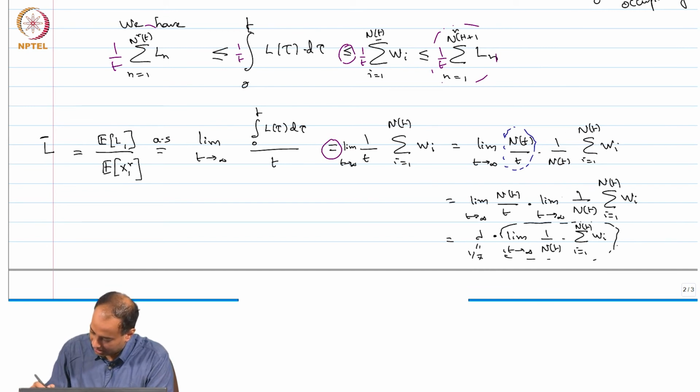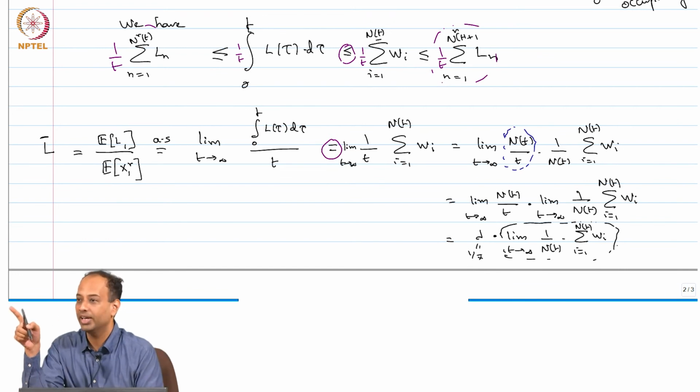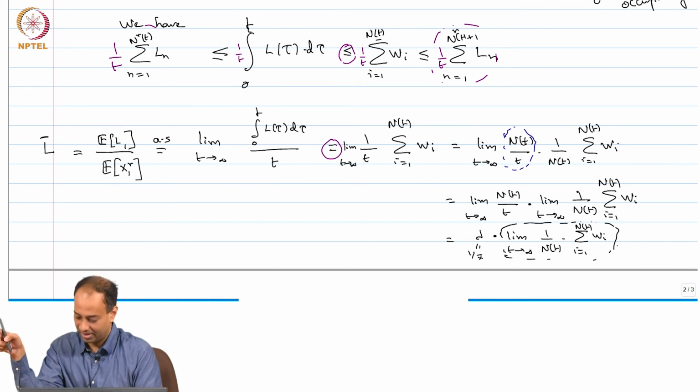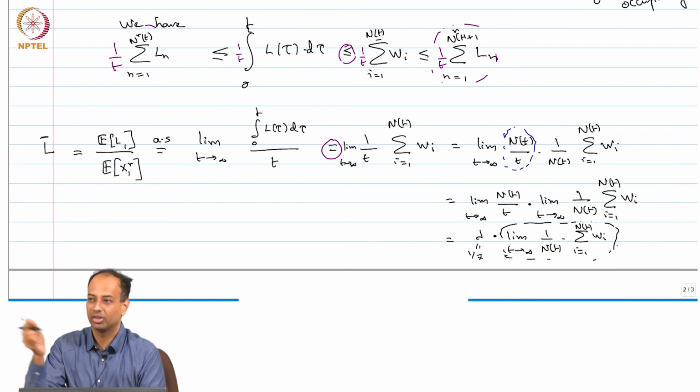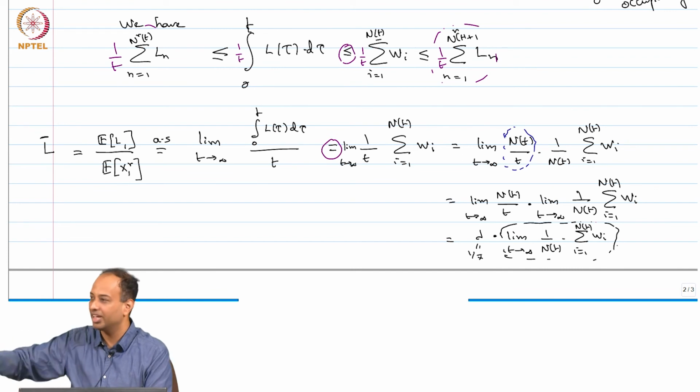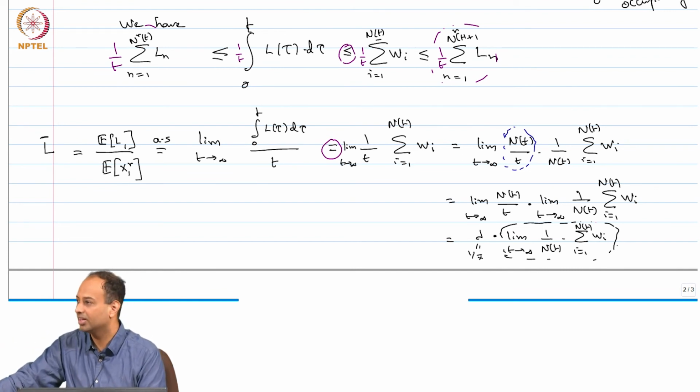right, this beast that I have circled out here will have to go to a limit almost surely. Why? Because the left hand side has an almost sure limit and N of t over t has an almost sure limit. So, it has to be the case that 1 over N of t times the sum over i equal to 1 to N of t of W i must have an almost sure limit, and that is your average system time, right. This is the average time spent in the system by a customer. You are taking the sum total of all system times and dividing by the total number of customers, that is your average waiting. Is that clear?